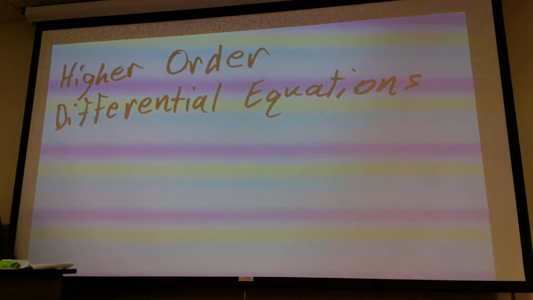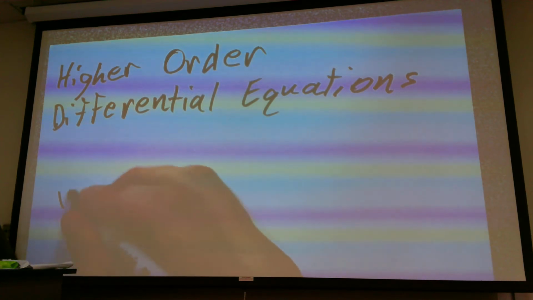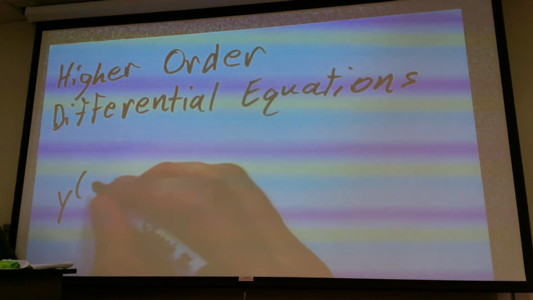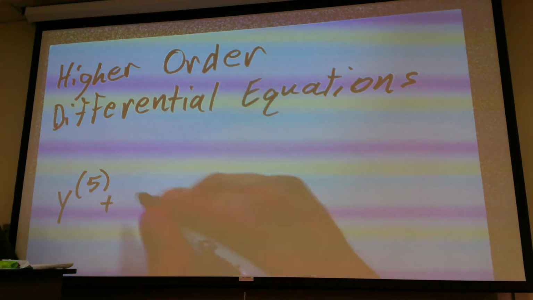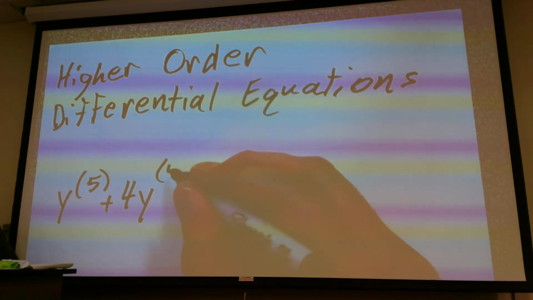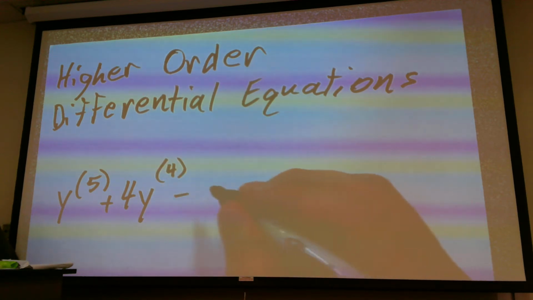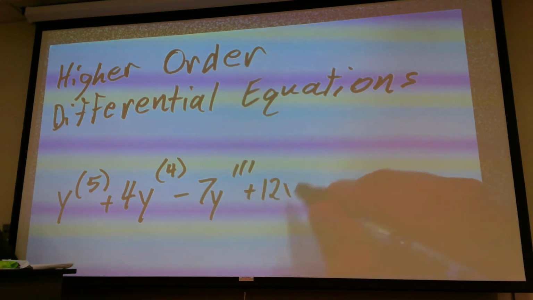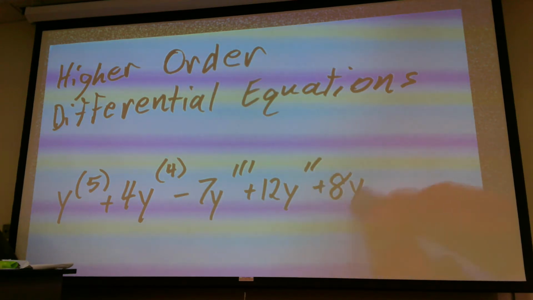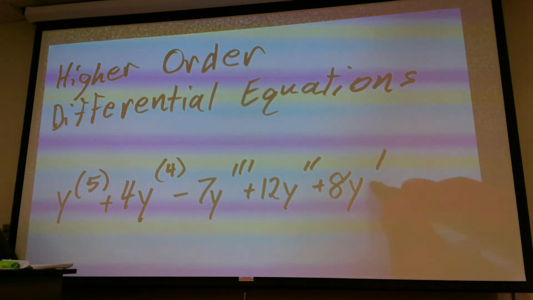Let's say we had y to the fifth derivative plus, let's say, 4y to the fourth. And let's say minus 7y prime prime prime plus 12y prime prime. Let's say 8y prime, and then let's say plus y.